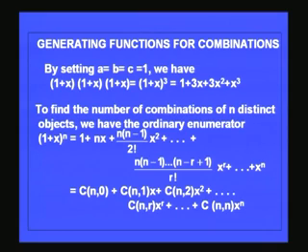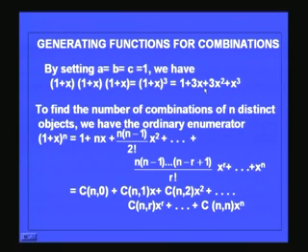What is this 3? The coefficient represents the number of ways of not choosing any objects out of 3 objects. This gives you the number of ways of choosing one object out of 3 objects. This gives you the number of ways of choosing 2 objects out of 3 objects, and the coefficient of this gives you the number of ways of choosing all the 3 objects. So, the coefficient of x power r gives you the number of ways of choosing r objects out of n objects.